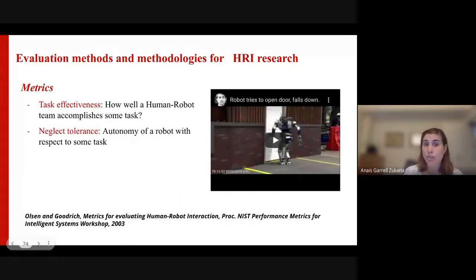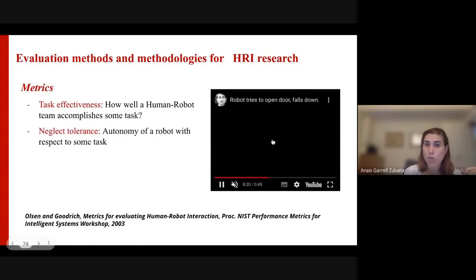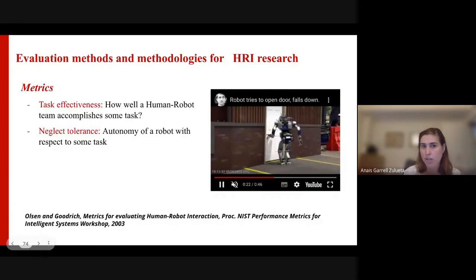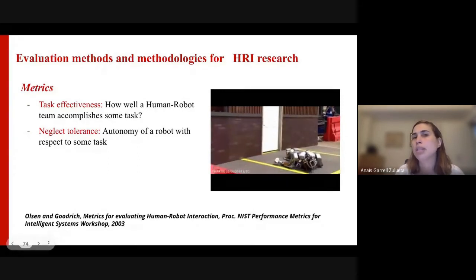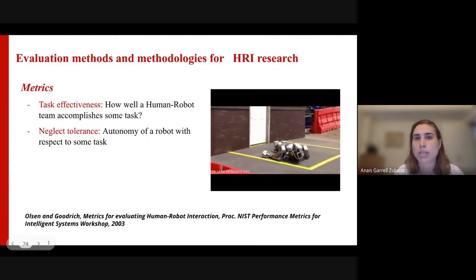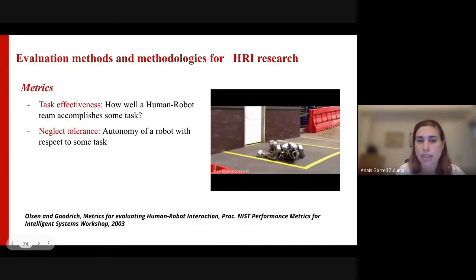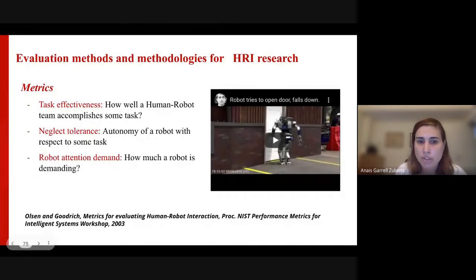Then we have the neglect tolerance, okay? Which is the autonomy of a robot with respect to some task. Sometimes, depending on the task, we don't need to have a robot 100% autonomous. Okay? We need a robot that is sometimes teleoperated, and other times autonomous. So this is the neglect tolerance. Then the robot attention demand. How much is a robot demanding? How many times is the robot asking for help? Okay, this is something that's not bad.